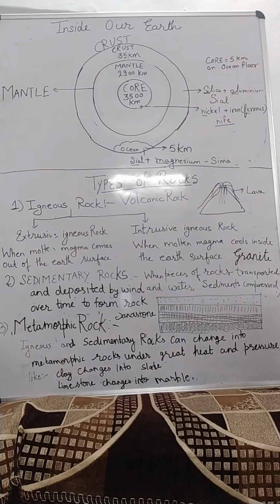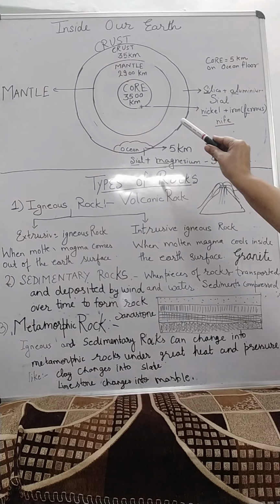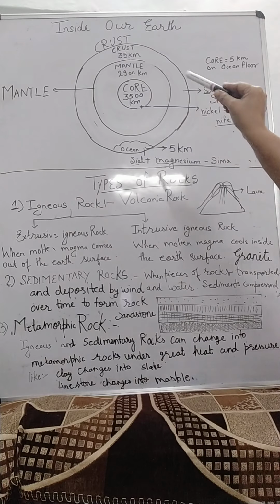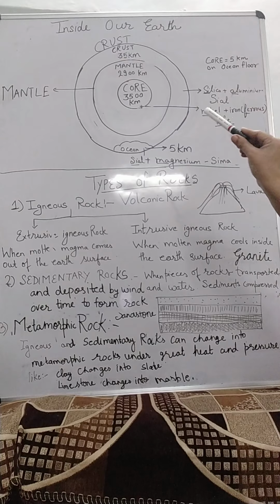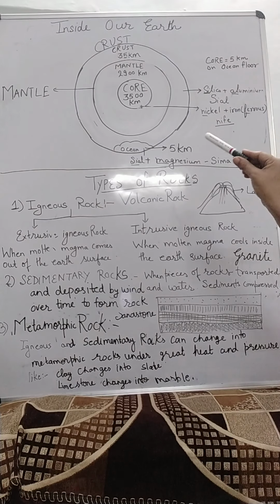In this class, we will learn about layers of Earth. Earth is made up of three concentric layers. The first is called crust, second is mantle, and third is core. Actually, crust is the thinnest of them all. It is only 35 km thick, and mantle is 2900 km deep, and core spreads to 3500 km.